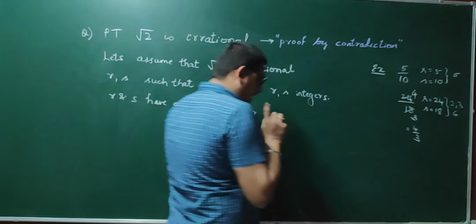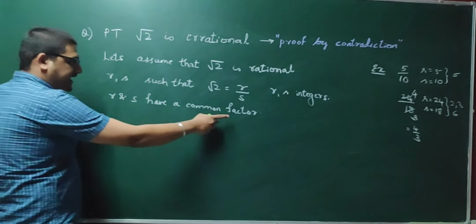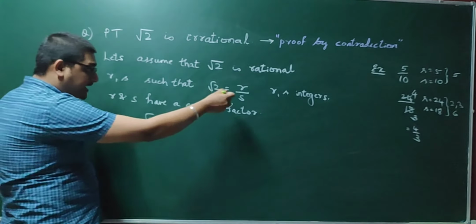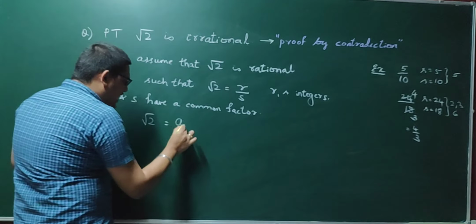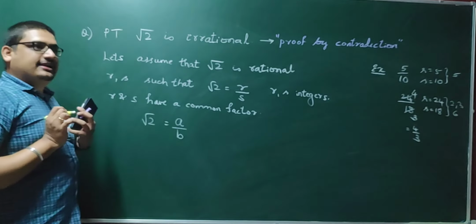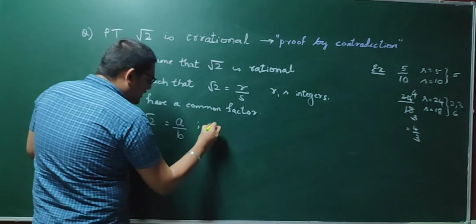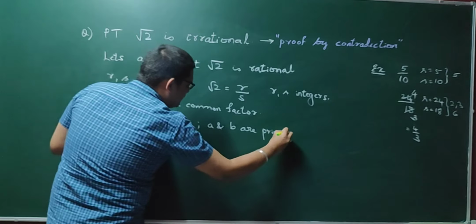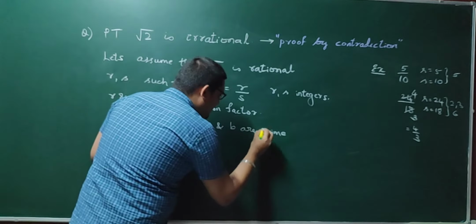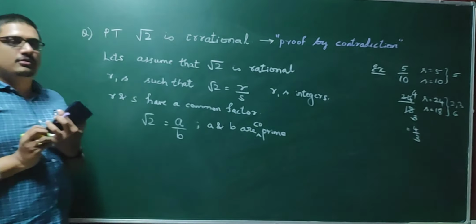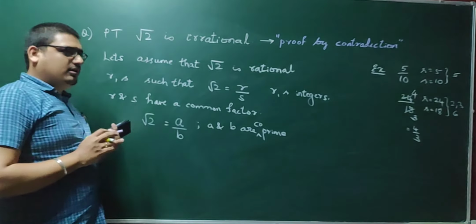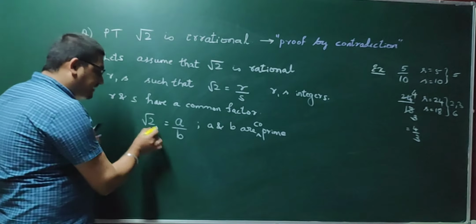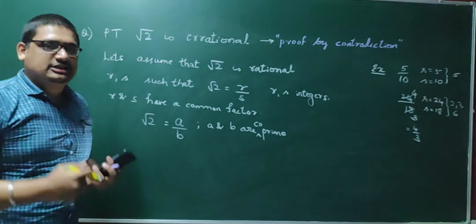Then they will be reduced to co-primes. So I can say if R and S have a common factor, after dividing R and S by the common factor, I will be getting a fraction A by B such that A and B are co-primes. So why is this required? Why can't I say it directly? No, you should not take this directly. The reason, when I explain the next part, you will understand.